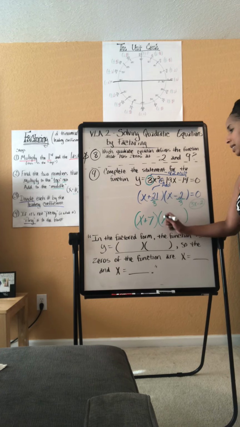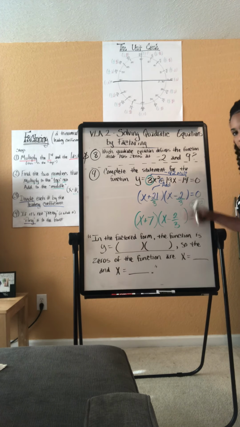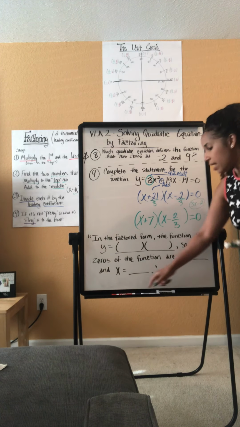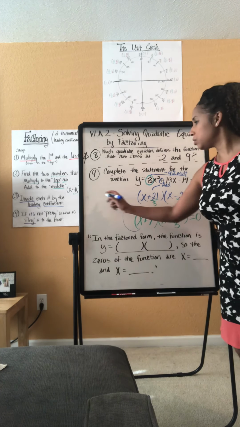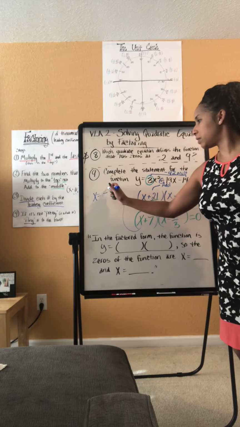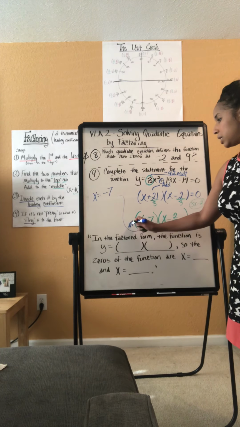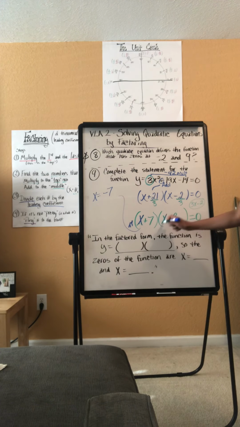But because today I am solving, I'm just going to leave it in the fraction form because our final solutions are going to be x equals the opposite, right? So my solution would be x equals -7. This is the opposite of what I see here. And the solution for this one to make it equal 0 would be x equals the opposite, a positive 2/3.